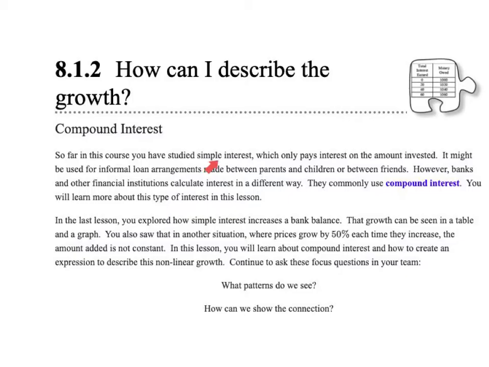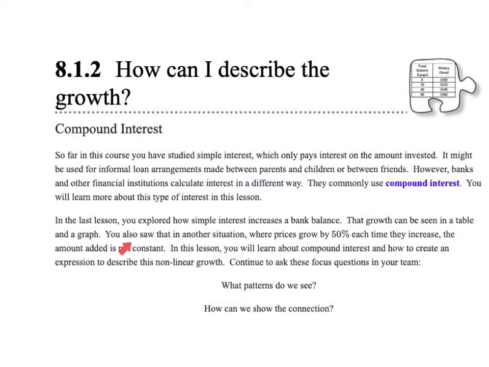So far in this course we have studied simple interest, which only pays interest based on the amount invested. It might be useful for informal loan arrangements between parents and children or between friends. However, banks and other financial institutions calculate interest in a different way. They commonly use what's called compound interest. You will learn more about this type of interest in this lesson.